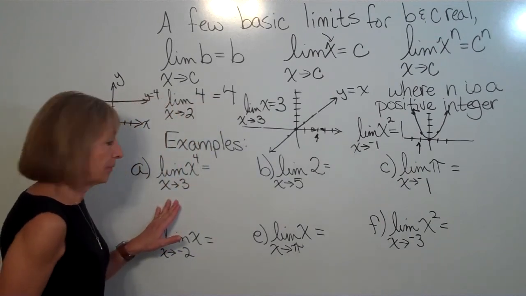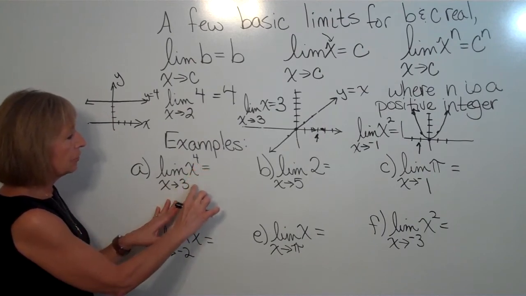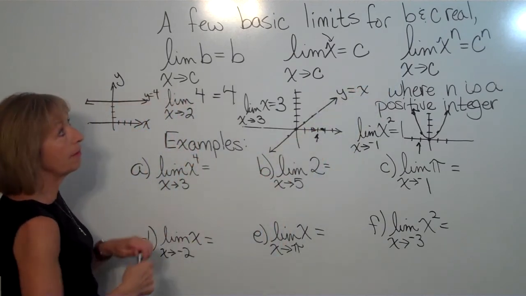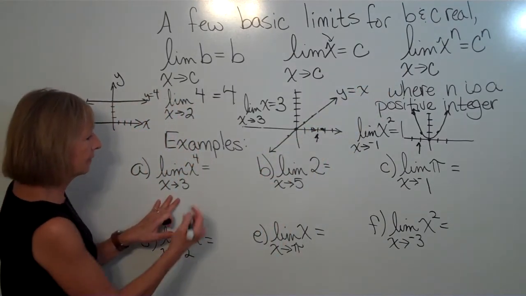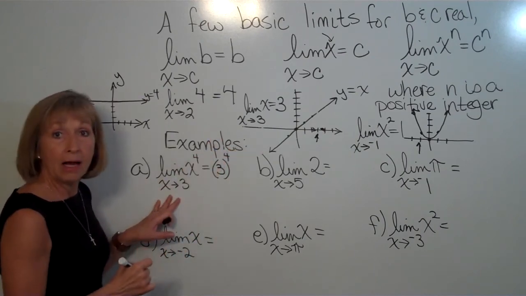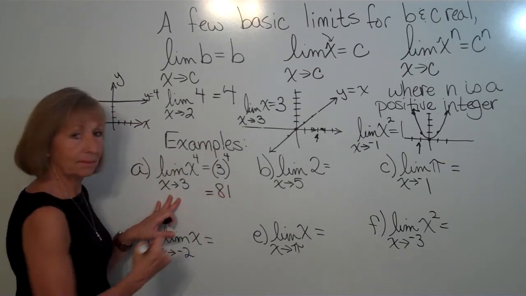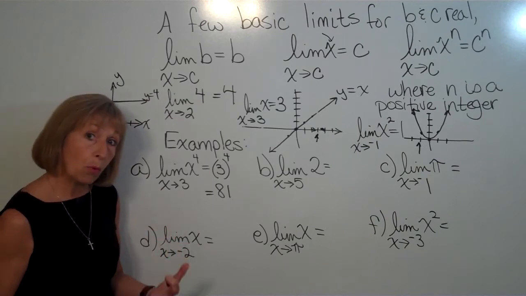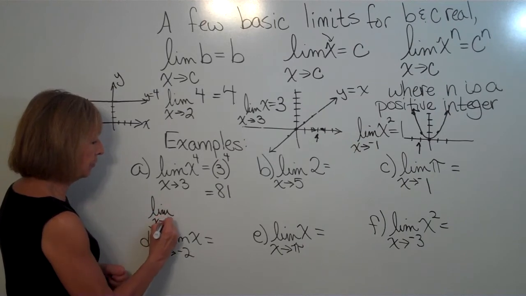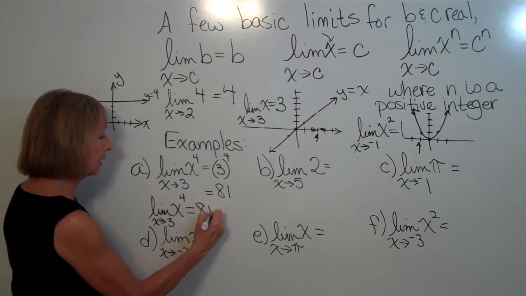So let's do these examples. Here it's the limit as x approaches 3 of x to the 4th. So this particular one matches the third of the basic limits that we're looking at. And so this will come out to be 3 to the 4th by our definition up there, and 3 to the 4th is 81. Now when I want to report it, I have to say the limit as x approaches 3 of x to the 4th equals 81.